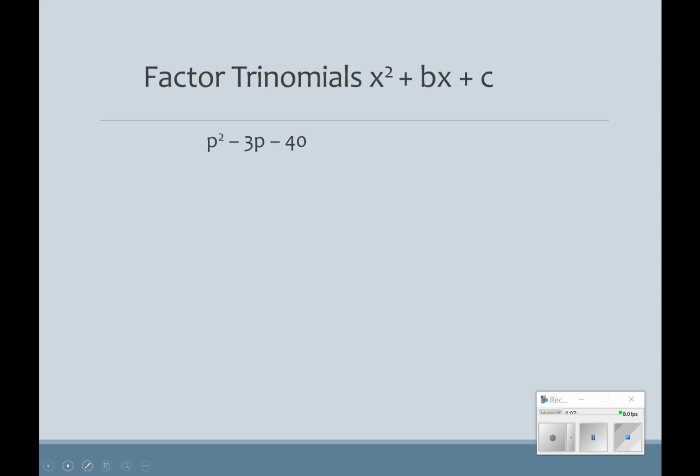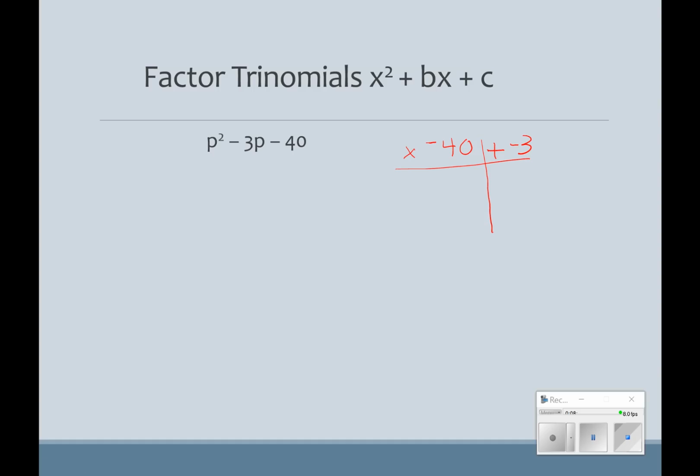Okay, next is p squared minus 3p minus 40. Now this one's different because we have to multiply to negative 40 and we want it to add to negative 3. Let me make this clear: multiply to negative 40, add to negative 3.